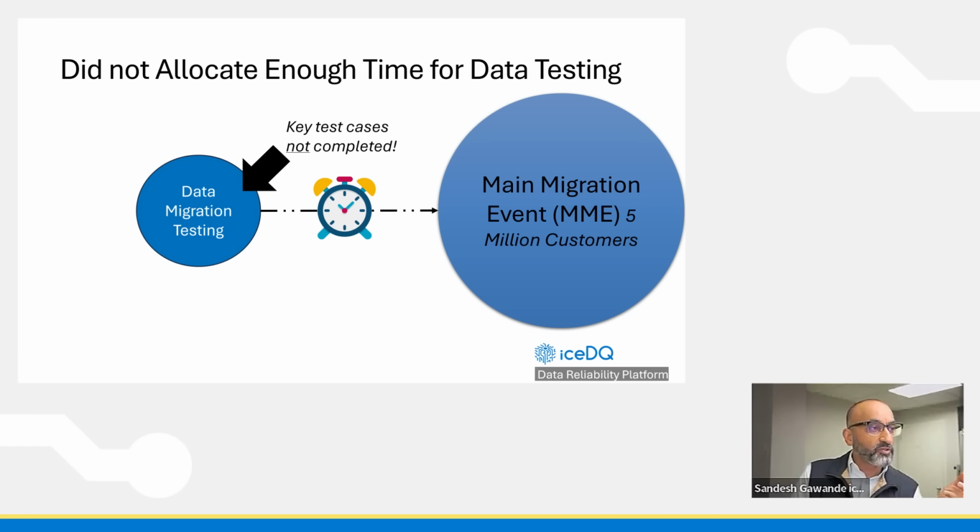Another issue was they did this migration, but there was system migration and there's data migration testing, right? They didn't allocate enough time for data migration testing. And so what happens when the main migration event happened, there were millions of customers, they pushed everything in one shot. And of course, key tests were not complete, and then the migration failed.